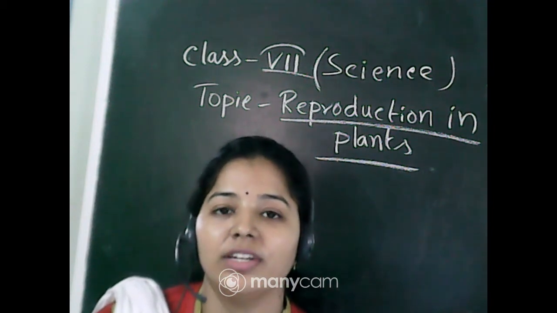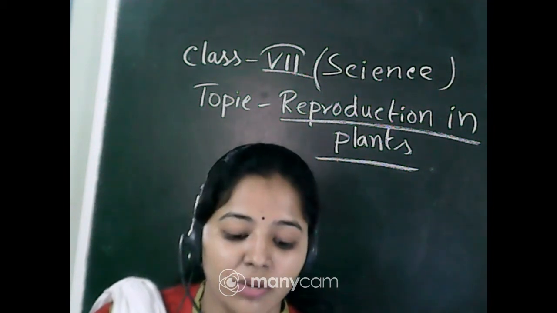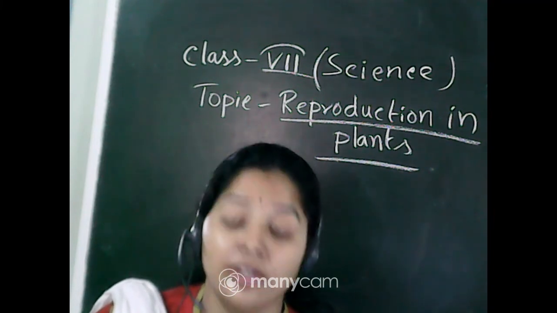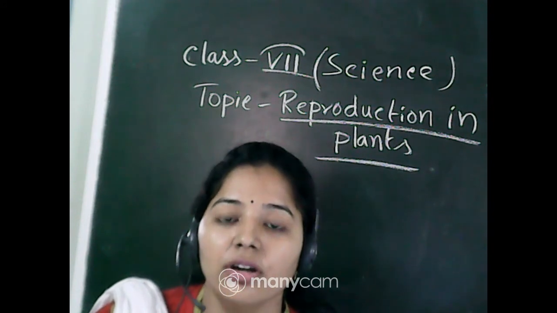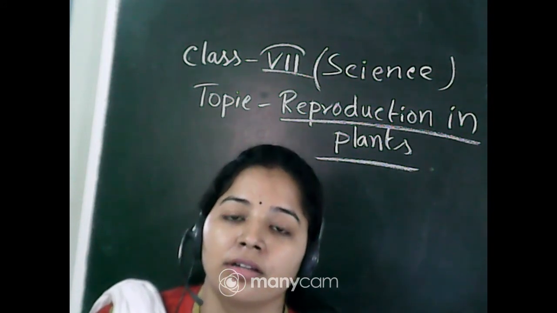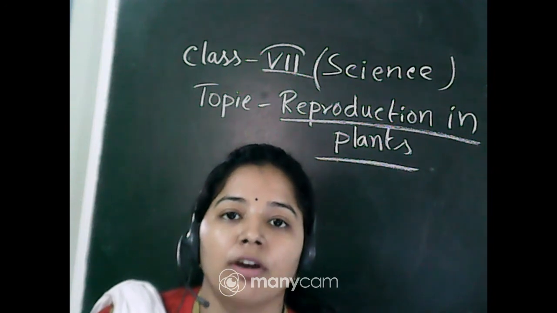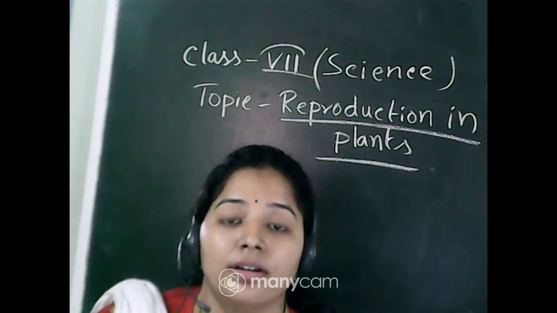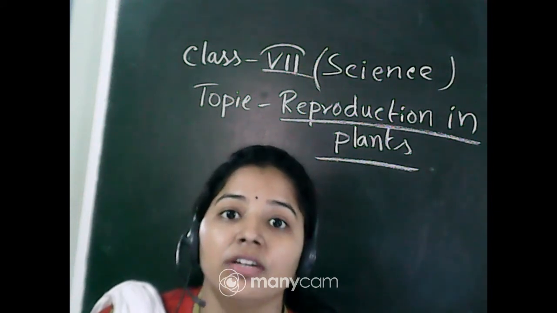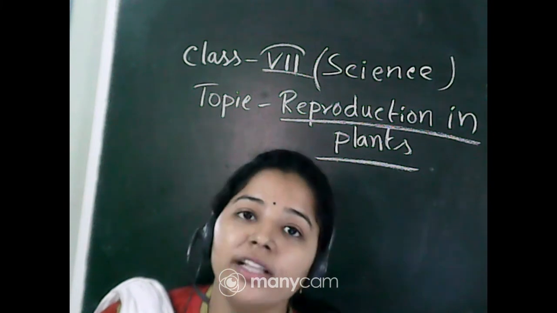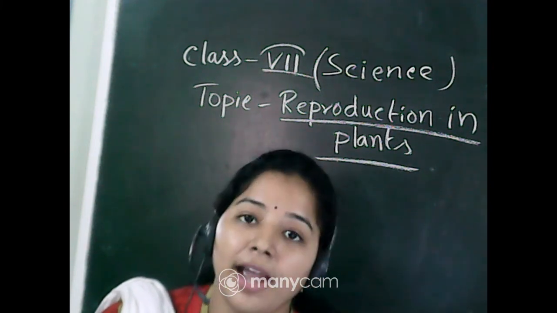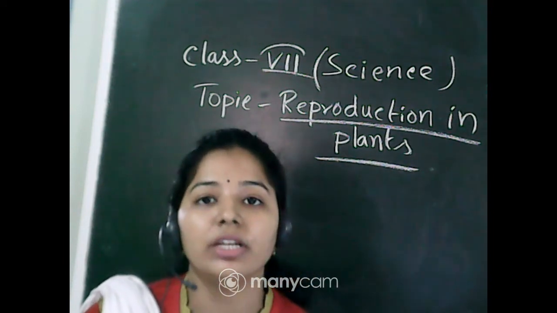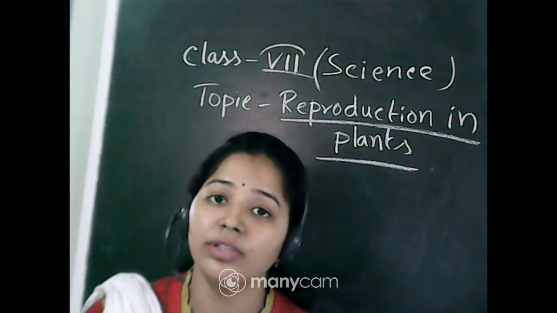In the previous class, we finished one chapter, and today we will come to chapter number 12 from your NCERT Science book, that is Reproduction in Plants. Before coming to the topic, I know most of you have knowledge about what reproduction is. Reproduction is a life process for continuity of life, and all living organisms, including plants and animals, have the capability to produce new individuals during their lifespan.